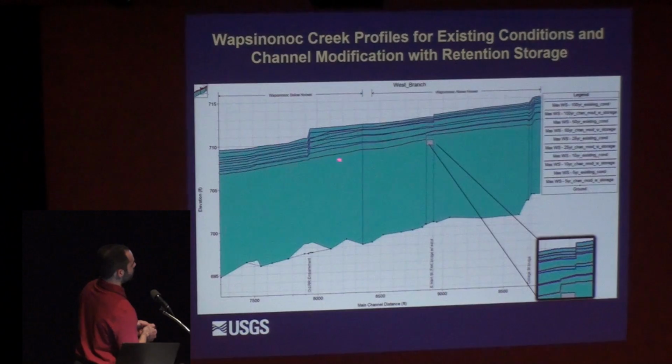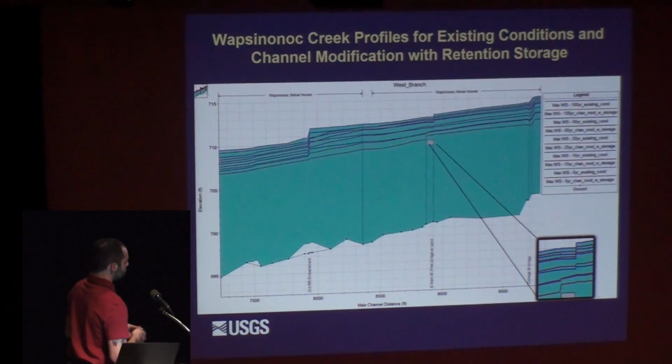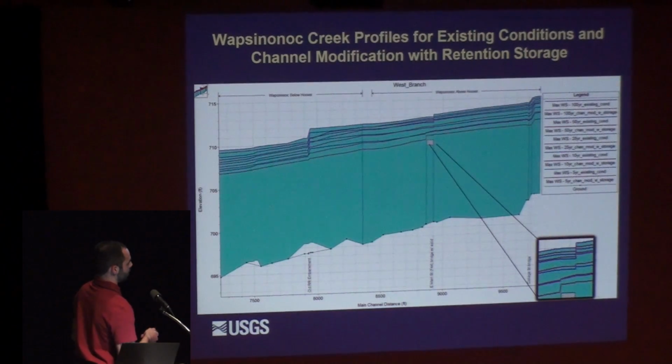So this is with the channel modifications and the retention structures. As you can see, it basically takes whatever storm event down to the next level. This second red line would be your 10-year event, but it's taking it down to a 5-year storm, or it's taking a 25-year event down to a 10 and all the way up. So you can see the improvements that can be made if the city chooses to use all these scenarios on this watershed.